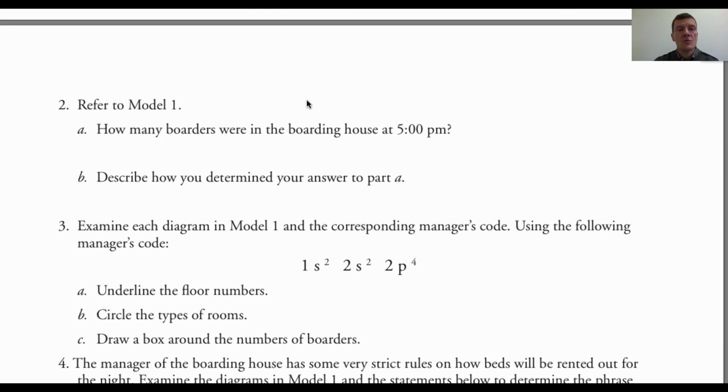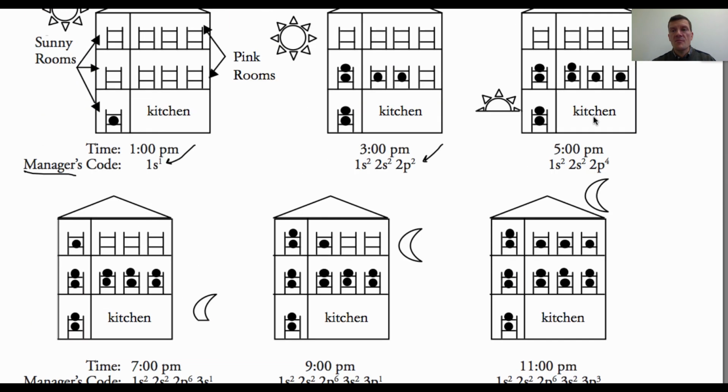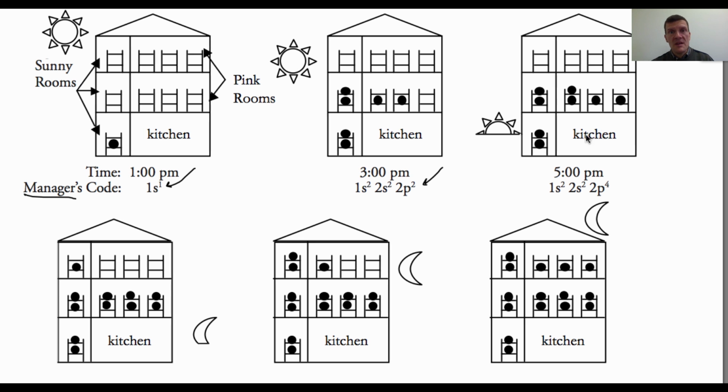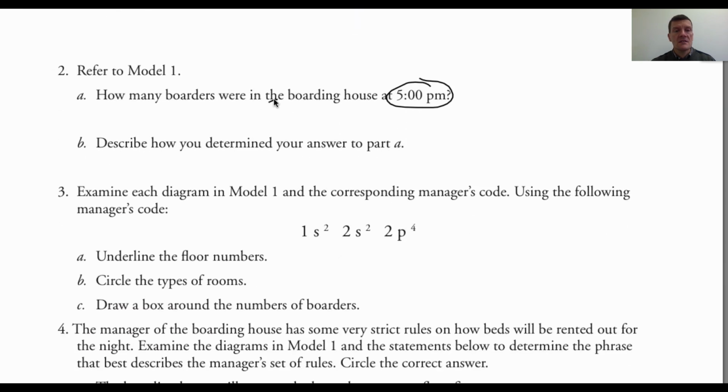How many boarders were in the boarding house at 5 p.m.? At 5 p.m., we look back up at our model. At 5 p.m., how many boarders, how many people are in the house? 1, 2, 3, 4, 5, 6, 7, 8. So there are 8. Describe how you determined your answer to part A. You're just going to count the dots. Okay?